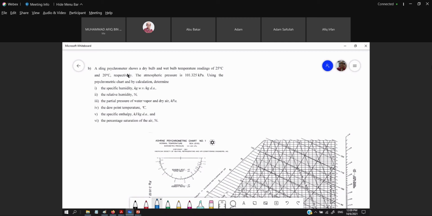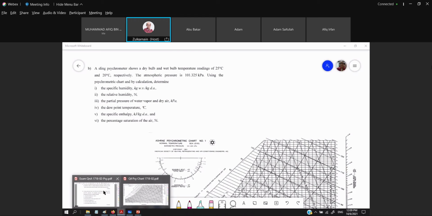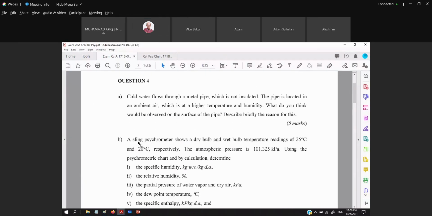Where is part A? Okay, this one. Cold water flows through a metal pipe which is not insulated. The pipe is located in ambient air which is at higher temperature and humidity. What do you think would be observed on the surface of the pipe? Describe briefly the reason for this. Okay, we have a pipe with a flow of cold water, not insulated. The pipe is located in ambient air with higher temperature and humidity.